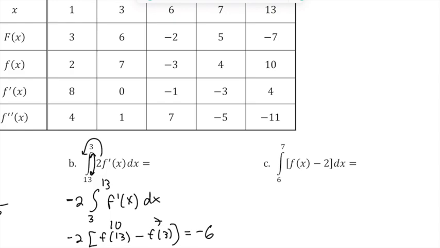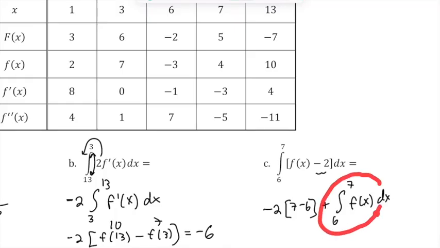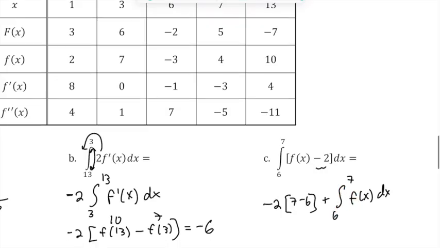Part C, we do have this constant outside. If you recall from the previous lesson about your derivative rules, you can pull the constant outside, subtract the boundaries, and then just do the integral as normal. Since we are taking the integral of the original function, we're going to use capital F when we write F of 7 minus F of 6. And again, this is the area under the curve. So this is the antiderivative or the integral. And this value is just going to be negative 2 times 1.